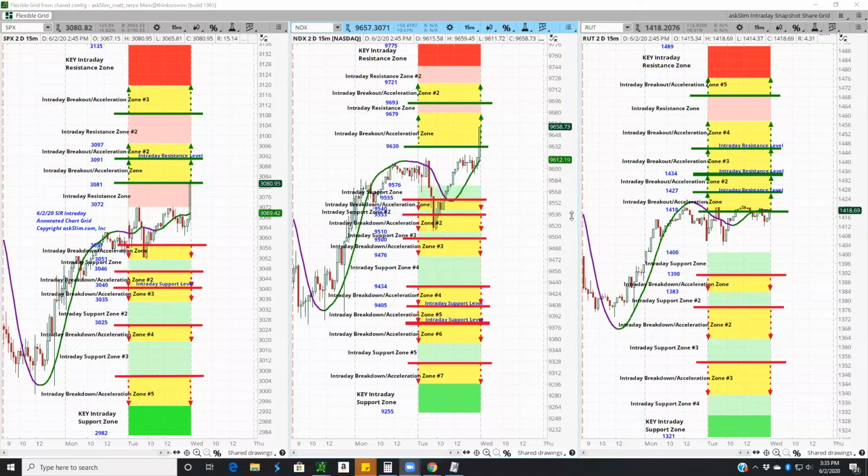So what we're going to do is a walkthrough of the usability of the SIR intraday chart grid that we live stream each trading day. Before we get into the details, I want to provide some more general housekeeping information that we get questions on regarding the service. So who's this for?